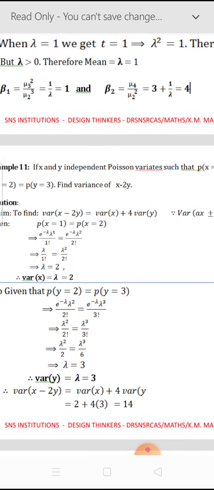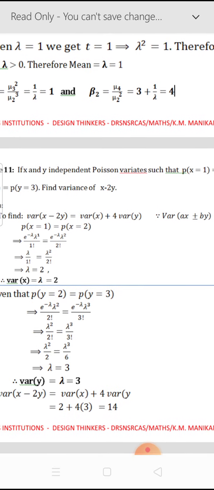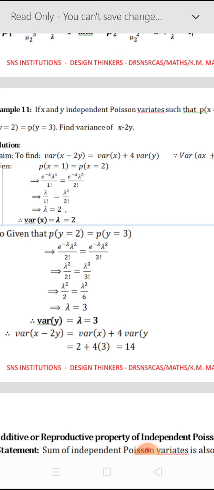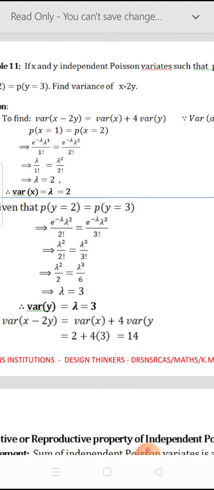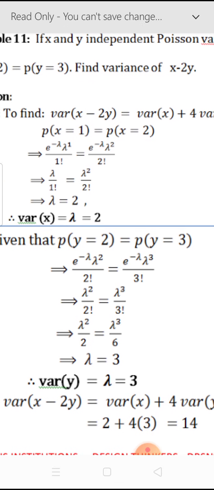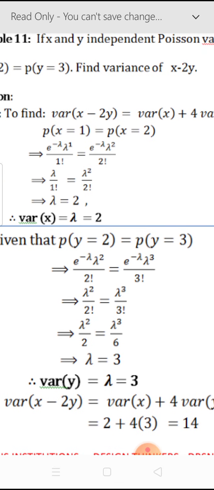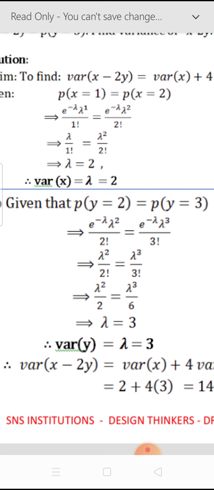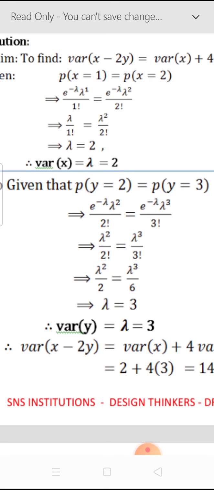We are given that probability of x equal to 1 is equal to probability of x equal to 2. To this you apply the formula e power minus lambda, lambda power x by x factorial. Here when x is equal to 1 you will get e power minus lambda, lambda power 1 by 1 factorial, equal to e power minus lambda, lambda power 2 by 2 factorial. Cancelling e power minus lambda on both sides, you will get lambda by 1 equal to lambda square by 2. On simplifying you will get lambda equal to 2. Therefore variance of x is equal to 2.